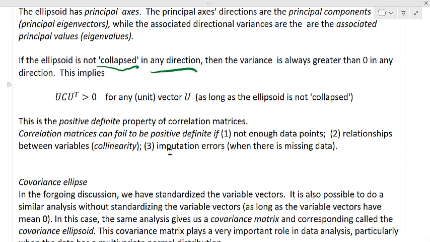But in general, if you have enough data and it's kind of fuzzed out, you will have this relationship that U transpose C U is greater than 0 for any unit vector U. In fact, for any vector at all, as long as it's not 0. Okay. So that depends on the properties of C. Okay? And this is called a positive definite property of correlation matrices. And correlation matrices can fail to be positive definite.